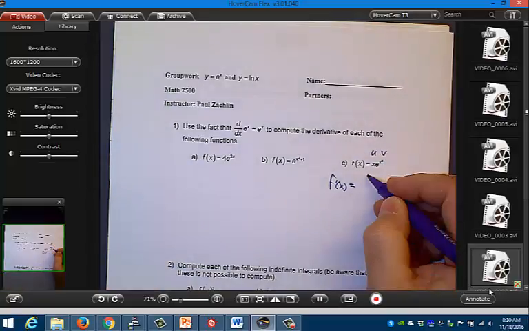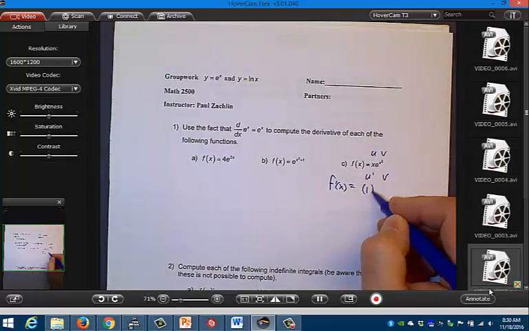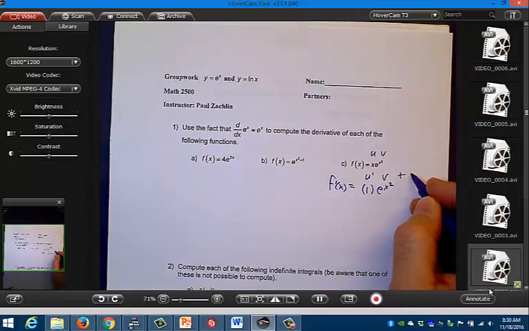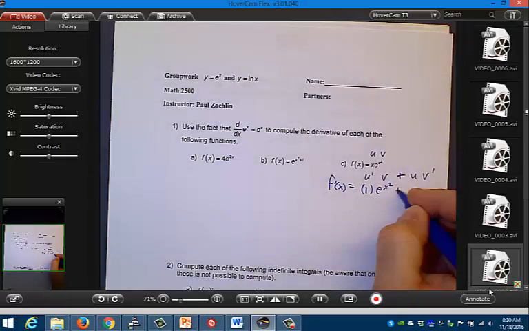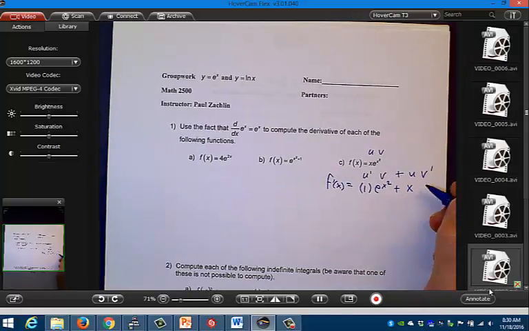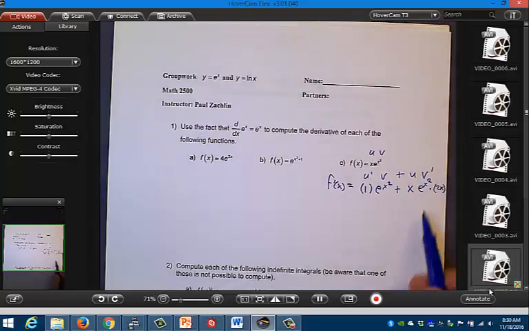So here's my u and v. So when I do u prime v, I get, well, 1 times e to the x squared plus uv prime, and I'm going to get an x, so plus x. Now when I do v prime here, what happens? It's e to the x squared, because the derivative of e to the x squared is e to the x squared, times what? I need to multiply by something because, dong, we have the chain rule. 2x, good. That's the derivative of that x squared.